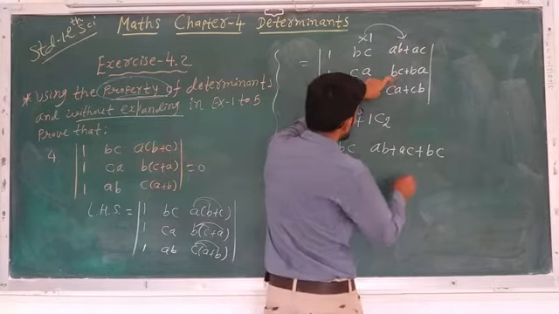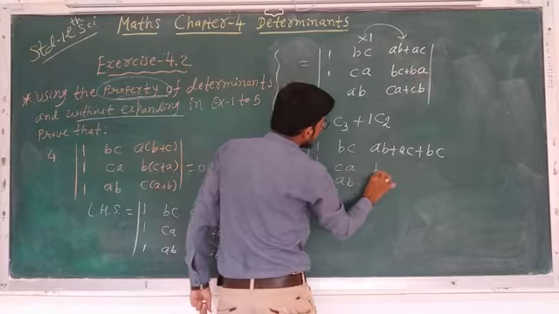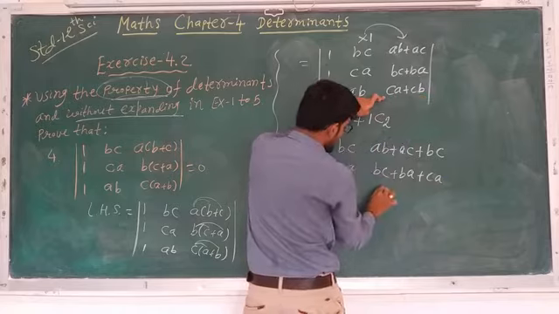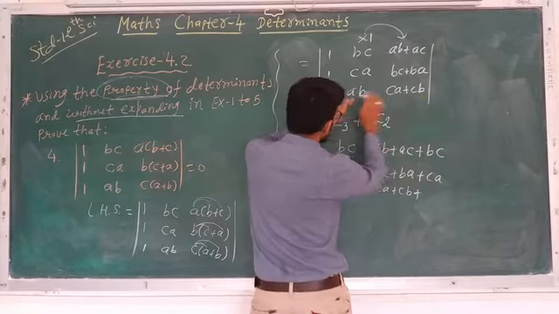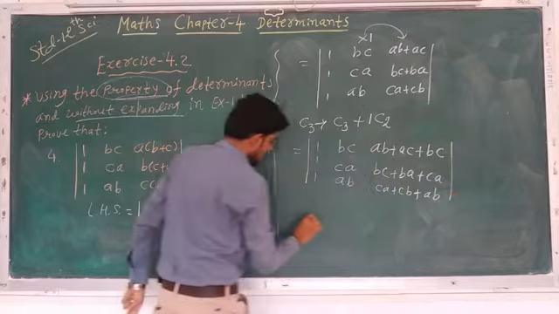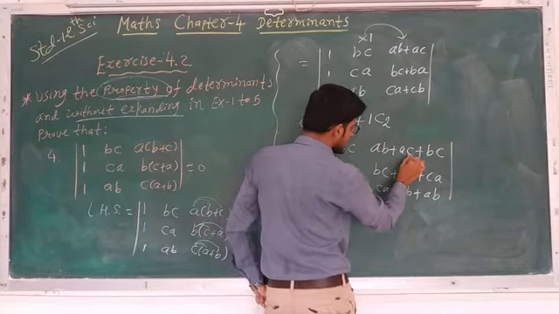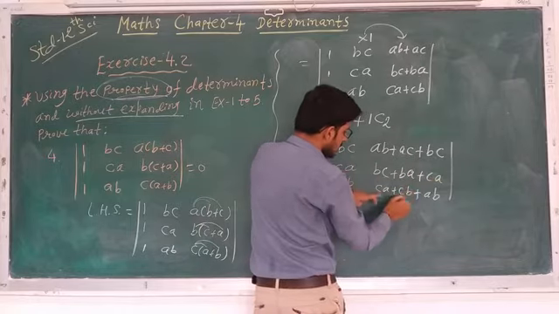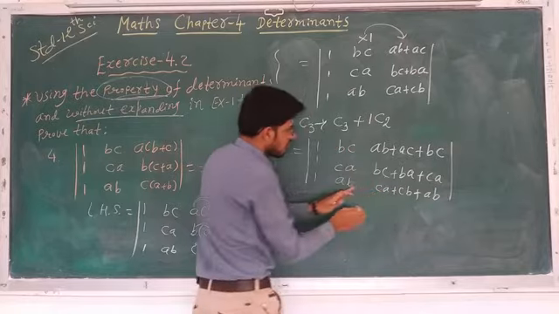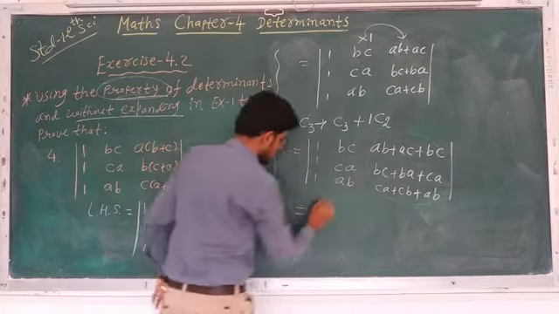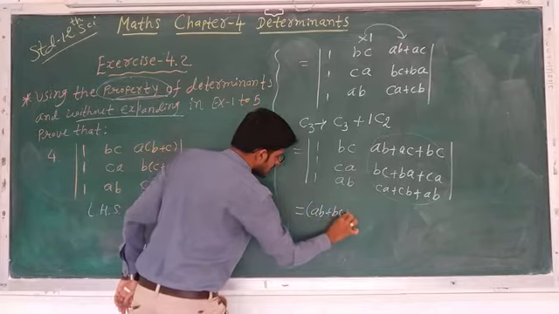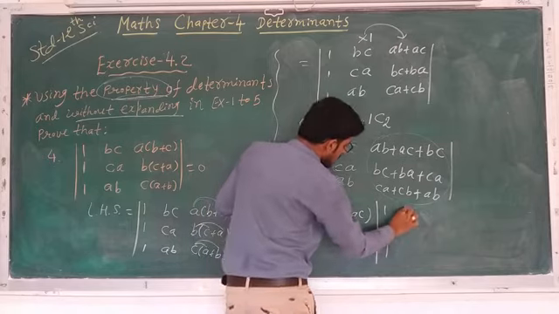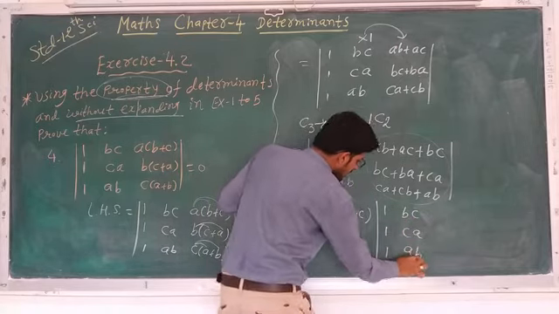So what about the last column? BC plus BA plus CA. Same thing, CA plus CB plus AB. Here also AB plus AC plus BC. Same thing here, AB plus BC plus AC. So we will take common from the third column. Here we will take common AB plus BC plus AC from the third column, in the determinant 1, 1, 1, BC, CA, AB. So we will take common.